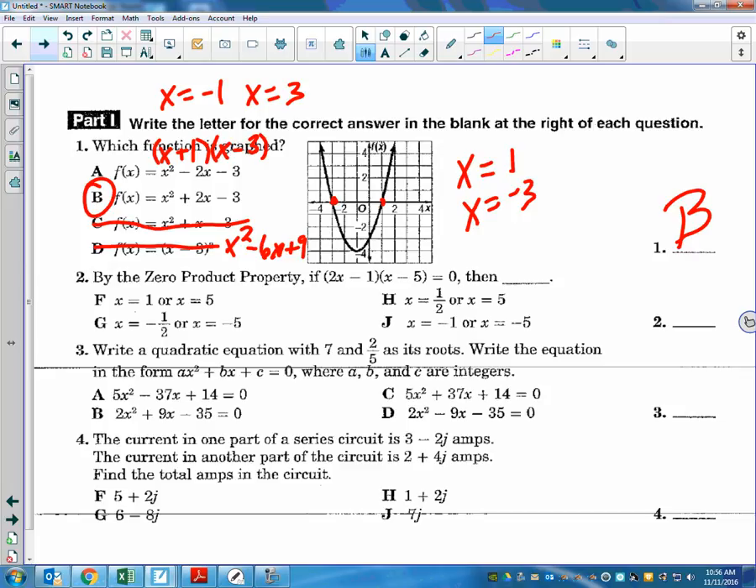Number 2 is just solving it, right? It's already factored for you. So solve this, you would get +1/2, +5. H is the answer. Number 3 is just like on the other paper, on the back side of this, we just did one like that. So I'm not going to do it right now. Number 4 is just like the one that we did on our homework the other day. You just add these together. So that's just 5 plus 2j. That's just F.